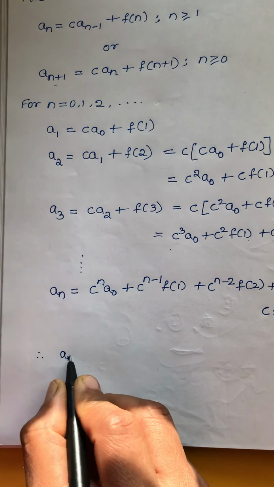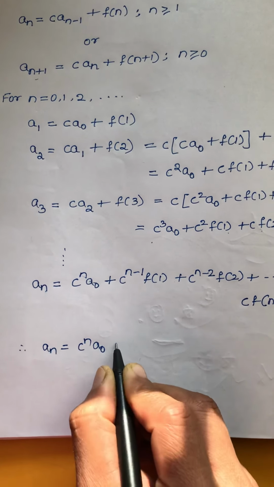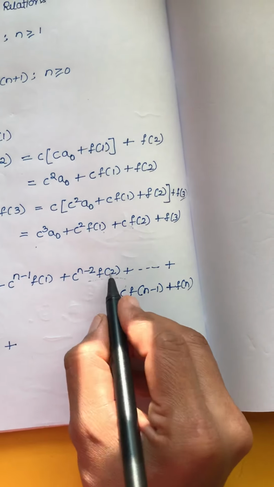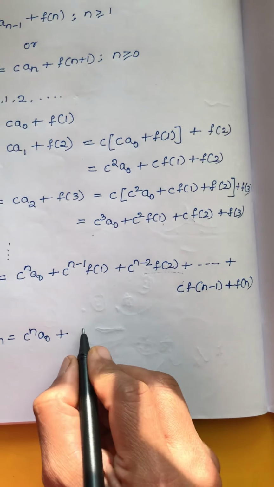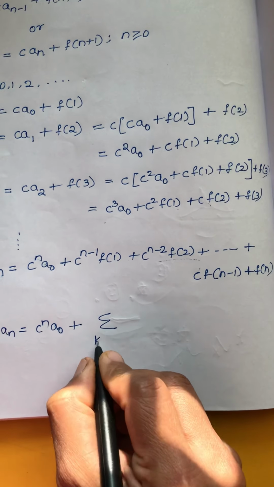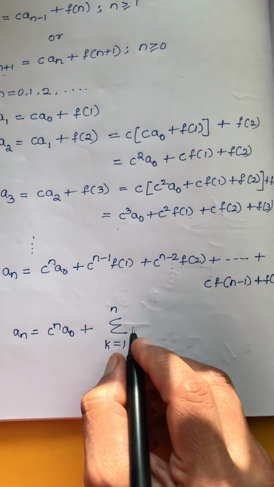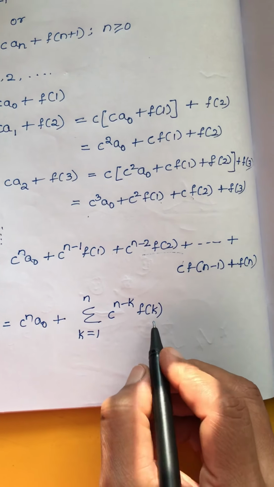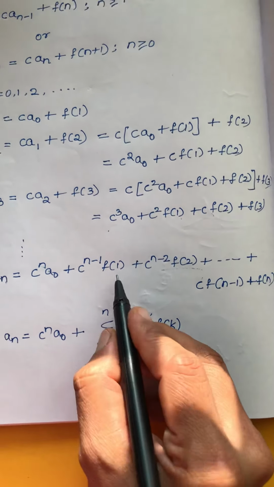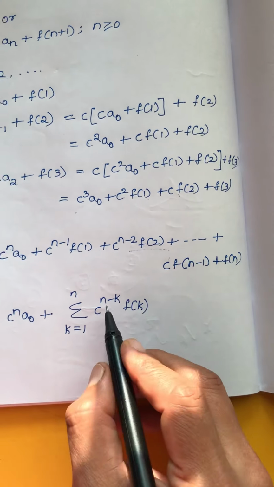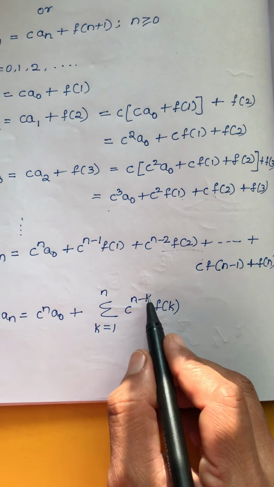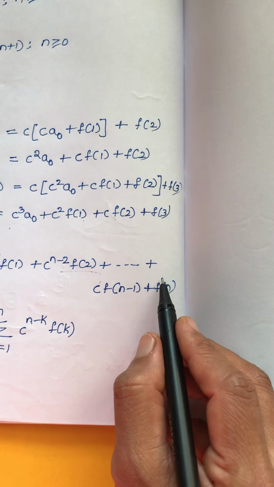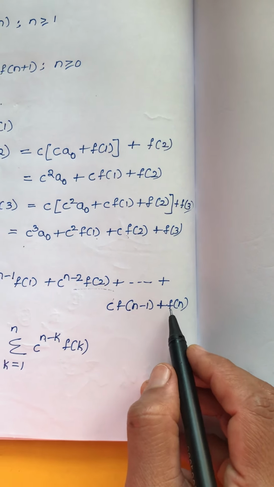So a_n is c^n a_0 plus, we will write these terms in summation form. We have f(1), f(2), etc. up to f(n). So I'll write it as the summation for k = 1 to n of c^(n-k) f(k). As k varies, we get f(1), f(2), etc. up to f(n). Then the powers become c^(n-1), c^(n-2), c^(n-3), and at the end c^(n-n) = c^0, which is 1.